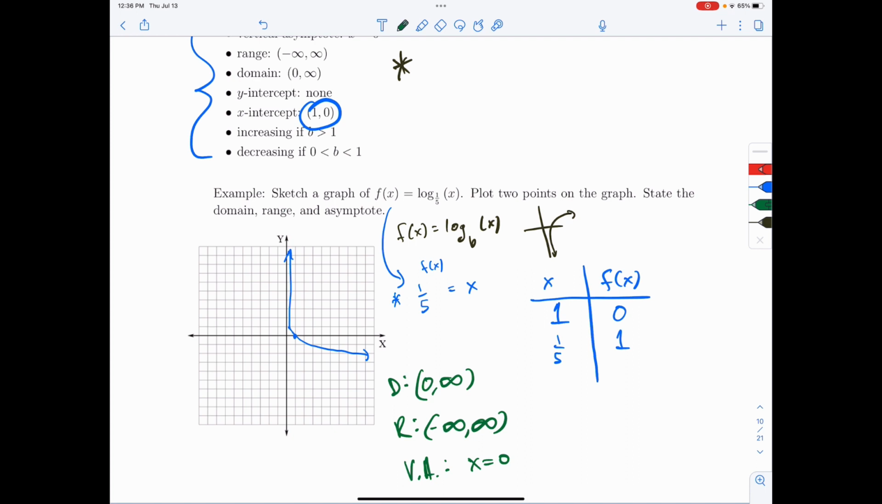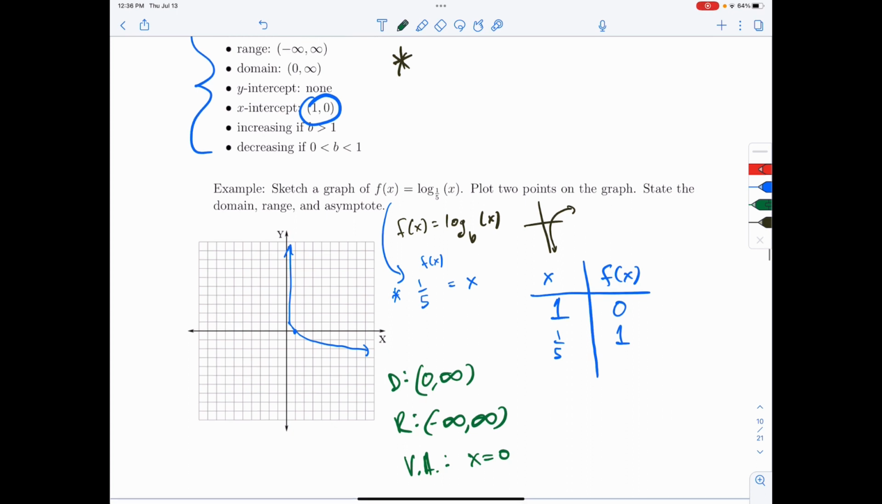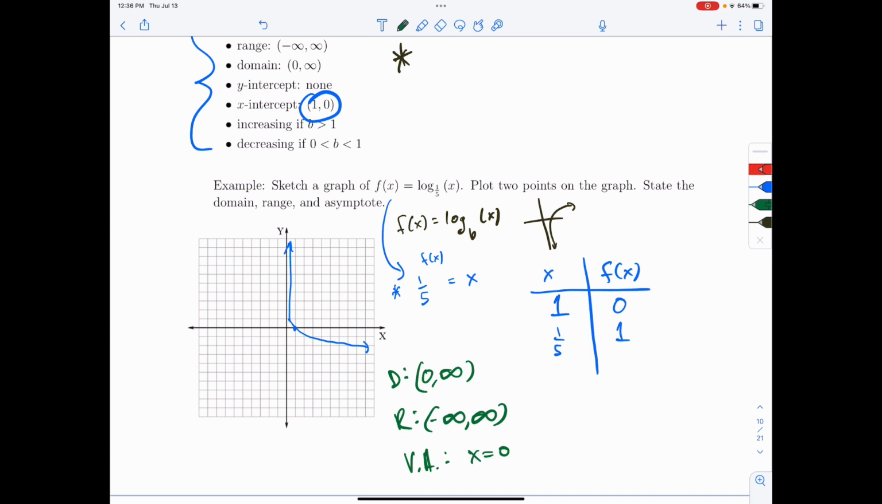This is the y-axis. Okay, so if you recall how the domain, range, and asymptote worked for an exponential function, these are kind of flipped from what was happening with an exponential function. So that is the most basic graph of a log function that we could have.